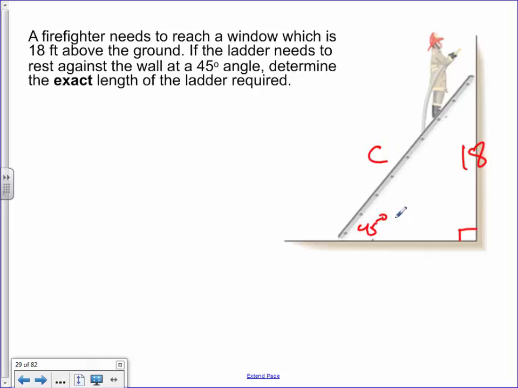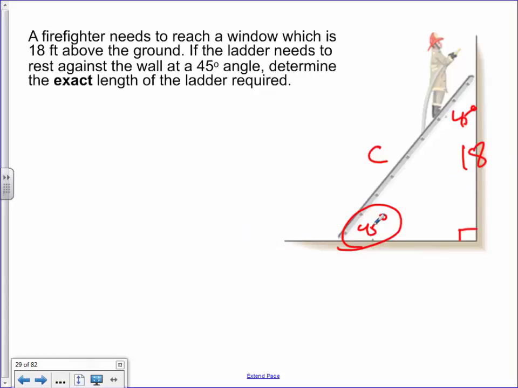Isn't the top 45 degrees? Oh, okay. You know what, though? Either way, it's 45 for either one. You make a good point. If it rests against the wall at 45, it's also resting against the ground at 45. Good catch, though. That would totally make a difference if the angle wasn't 45. Why don't I use this 45 right here to work with, though?